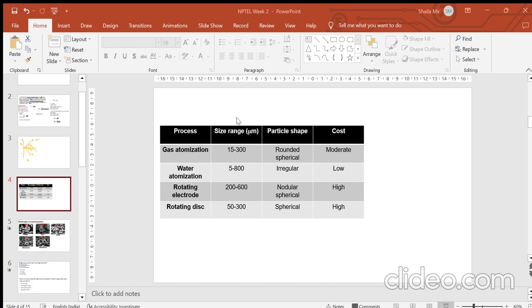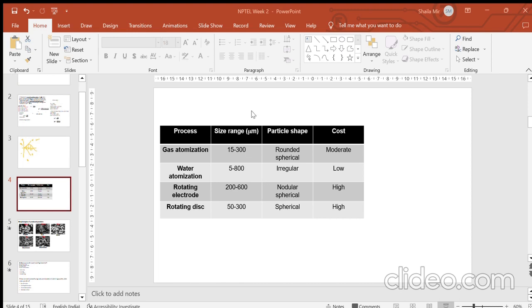The most important thing is the particle shape. Why are we talking about particle shape? Because for the best packaging efficiency, we need a certain type of particle shape. For gas atomization, we will have rounded spherical particles, which will have maximum packaging in comparison to other particle shapes. In water atomization, the particle shape is irregular, and for rotating electrode and disk, we have some spherical type of particles.